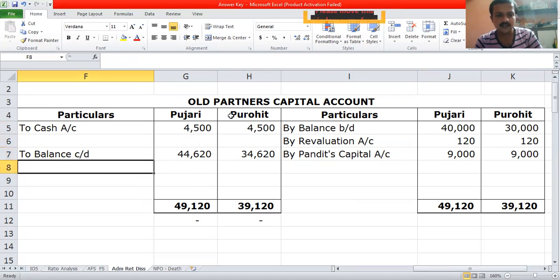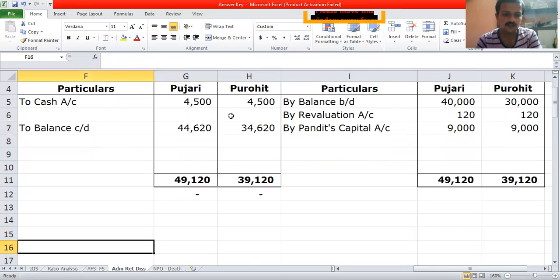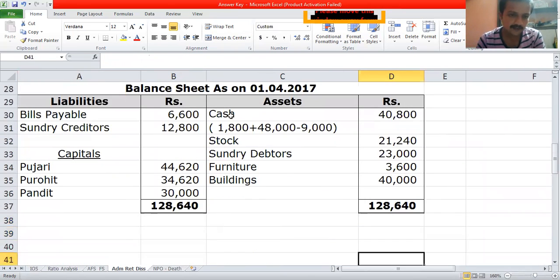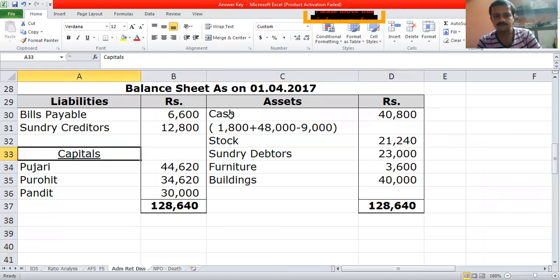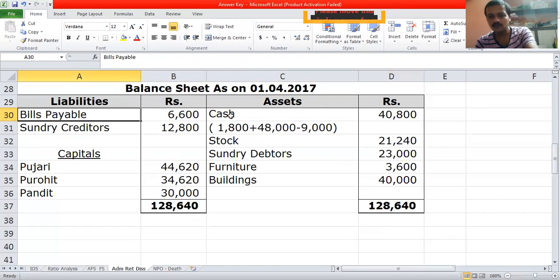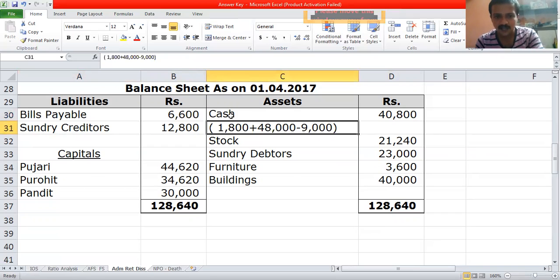So we got the balance carried down. This is the ultimate balance of the capital which will be carried to the balance sheet, and the same has been carried here, you can see. And then the liabilities which have not changed, and the assets which all changed, we have made adjustments to them. The main thing which you need to remember is cash. Earlier also we used to do the same thing, there will be no change at all.